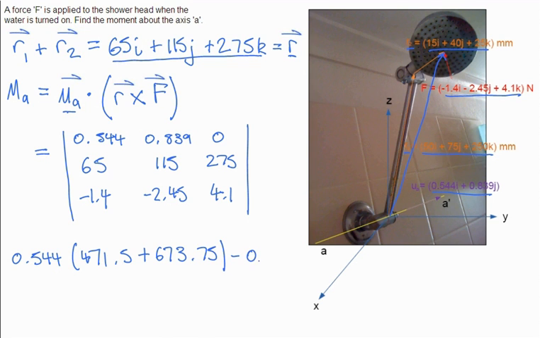minus 0.839 times (65 times 4.1, which is 266.5, minus 275 times minus 1.4, which turns it to a positive 385), plus 0, due to this 0 here.